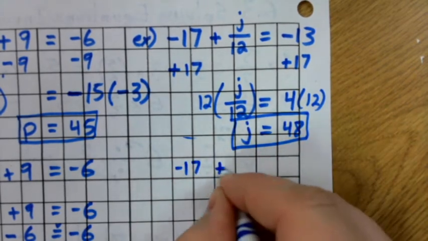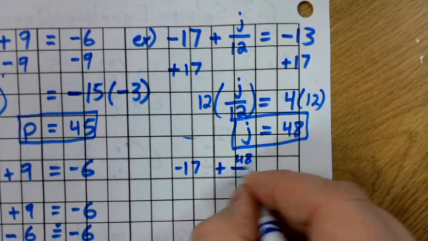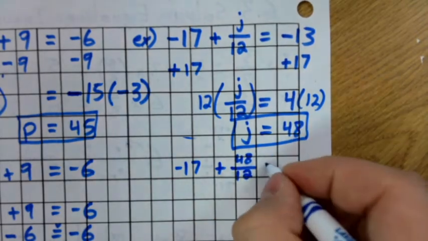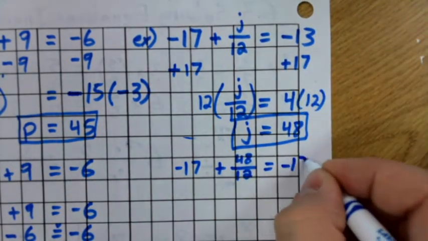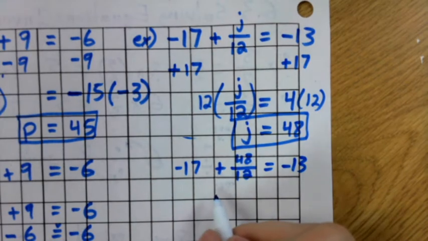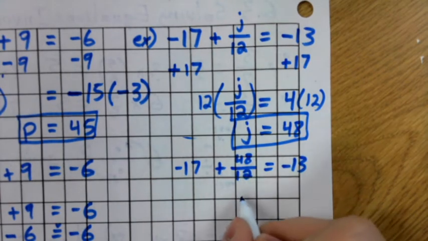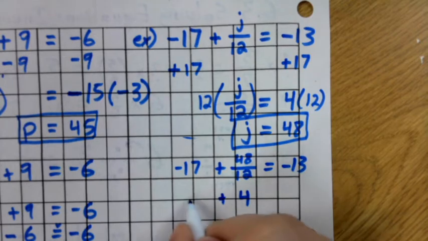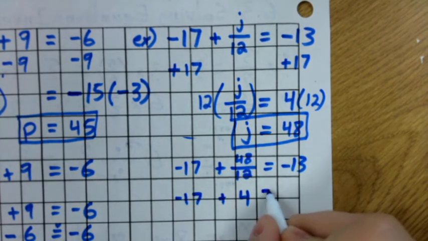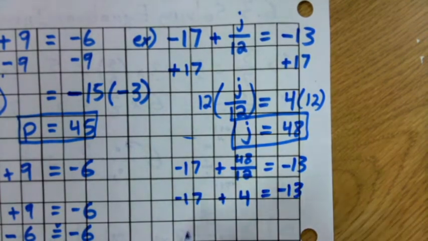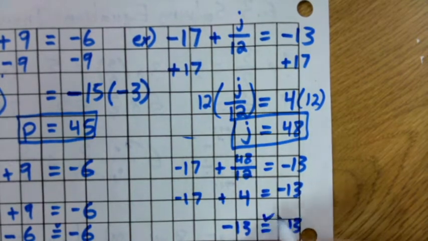Negative 17 plus 48 over 12 equals negative 13. Follow BEDMAS. 48 divided by 12 is 4. Fill in the rest of this that was here. And we're going to be left with negative 17 plus 4. It's going to be negative 13 equals negative 13. I did this correct.